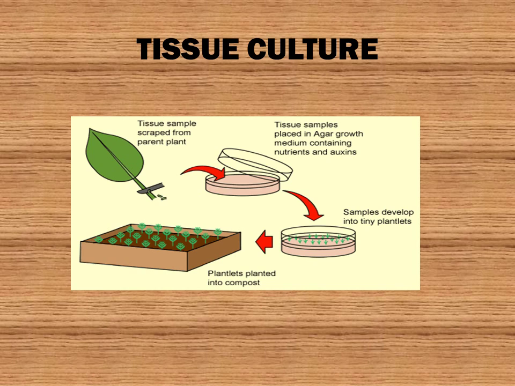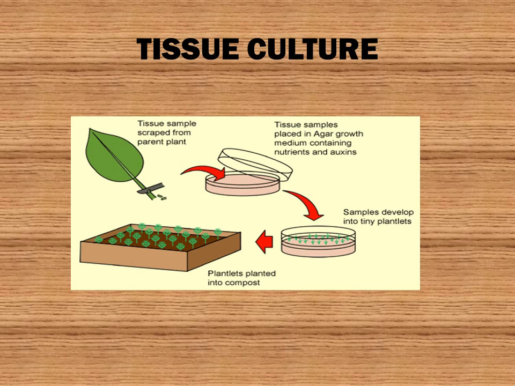Coming to tissue culture, from the diagram I'll explain that a tissue sample is taken from a parent plant, and this is called an explant. Then this tissue is placed in the agar growth medium containing nutrients and auxins. The agar medium is prepared with nutrients like copper sulfate, and there are some other micronutrients and macronutrients, taken in fixed proportions, and then the auxin to cytokinin ratio is maintained, and they are allowed to grow in the medium.